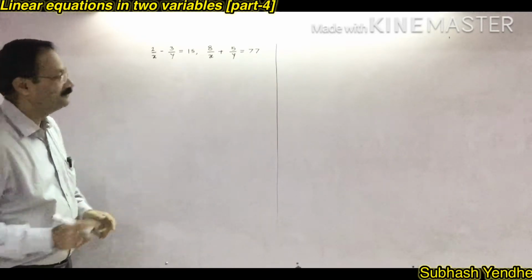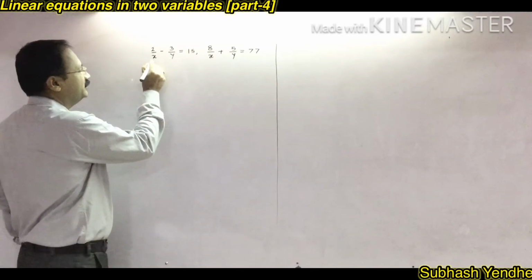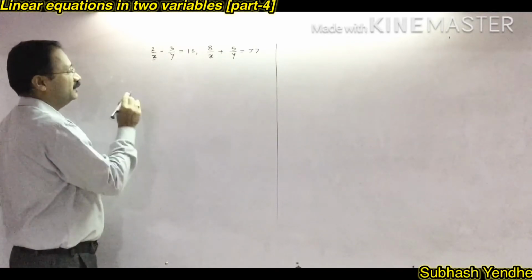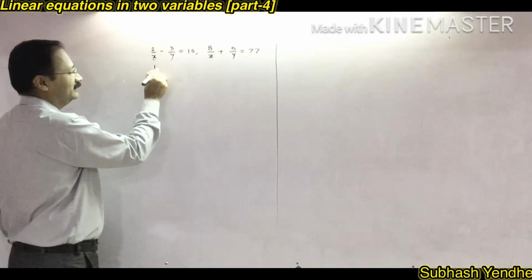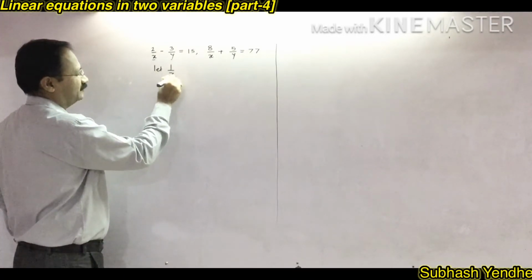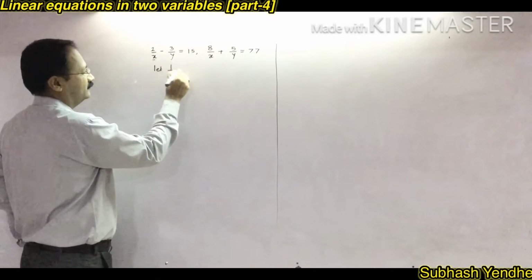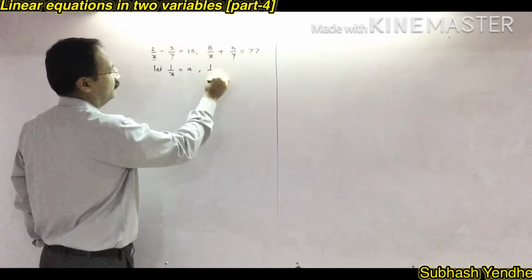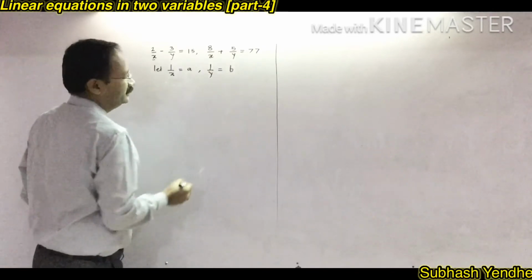So let's see. First, the denominators are x and y, so we cannot cancel them directly. So what you have to do? Let 1 upon x equal to a and 1 upon y equal to b.